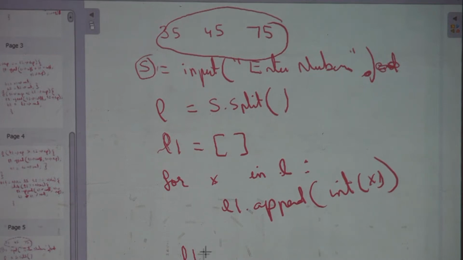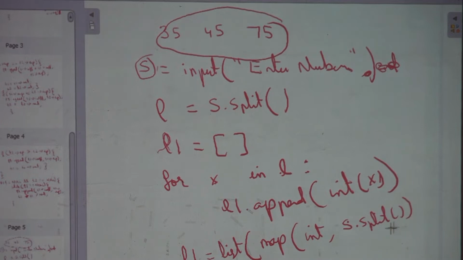L1 is equal to list of map. I'm just writing it, then I'll go one by one. Map S. This is a smaller way, or maybe I will call it a cuter way of doing it. This is all I do.